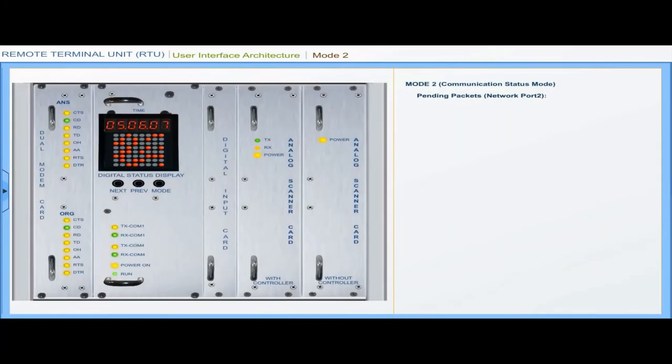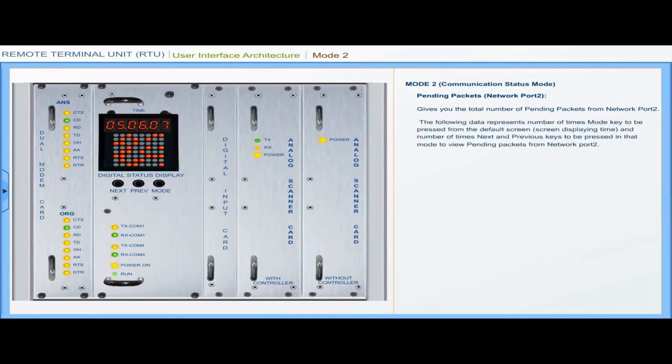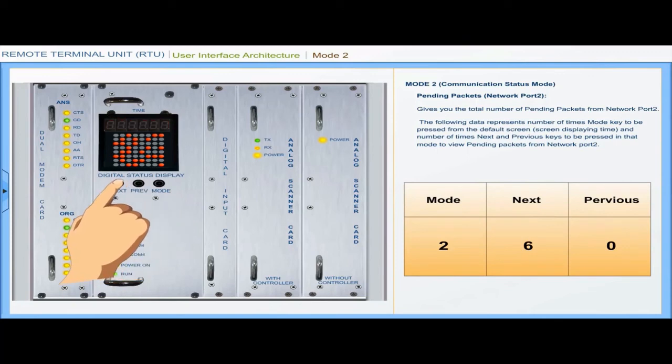Pending Packets, Network Port 2. Gives you the total number of pending packets from network port 2. The following data represents number of times mode key to be pressed from the default screen, that is screen displaying time, and number of times next and previous keys to be pressed in that mode to view pending packets from network port 2. Mode 2. Next 6. Previous 0. Display on 7 segments look like.